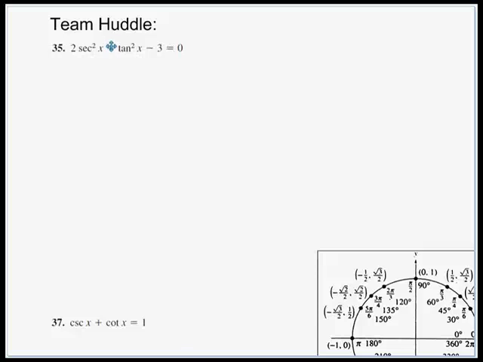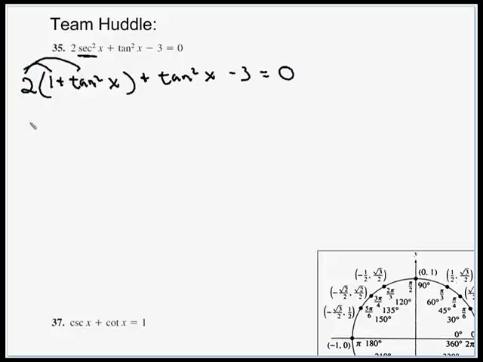In number 35, we have to get everything in terms of one trig function. And I chose to get everything in terms of tangent. You don't have to do it this way. You should get the same solutions if you do all the steps right. So I'm going to take this secant squared, and I'm going to replace it with 1 plus tan squared. And then we have our plus tan squared x minus 3 equals 0. Distribute the 2.